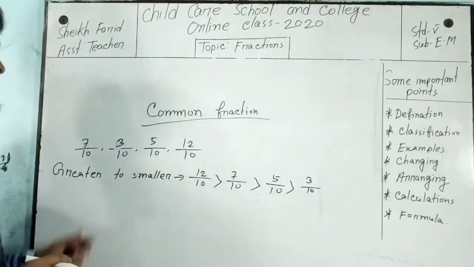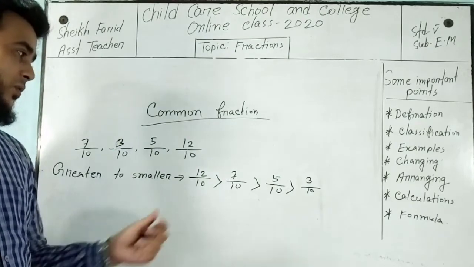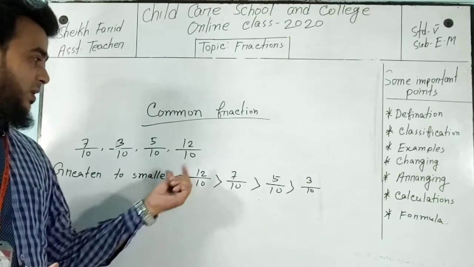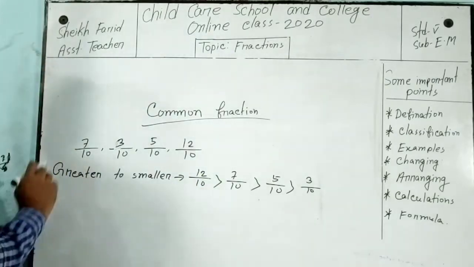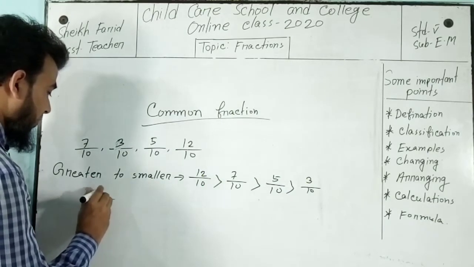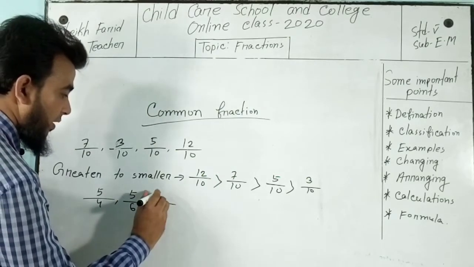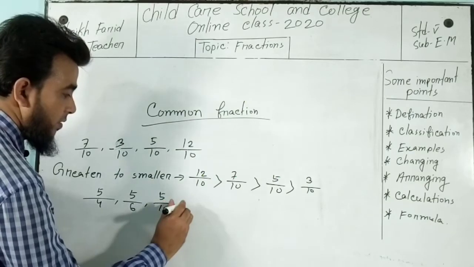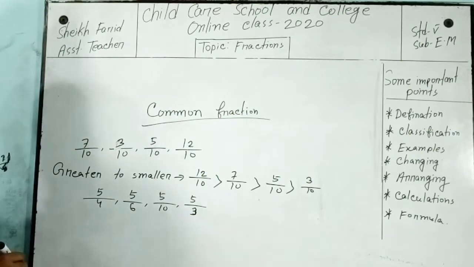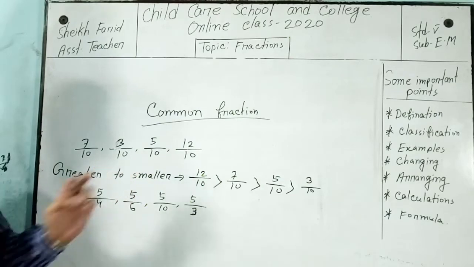If we get the same denominator, then we have to look at our numerators. If you get the greatest numerator, then you can realize that this is the greatest fraction. And another example we can write. Suppose here 5 by 4, 5 by 6, 5 by 10, 5 by 3.